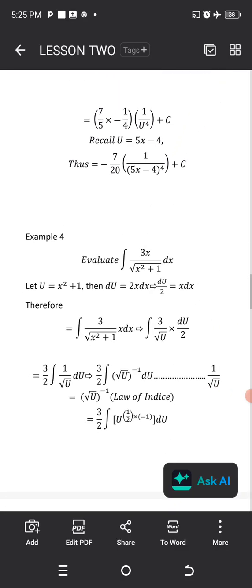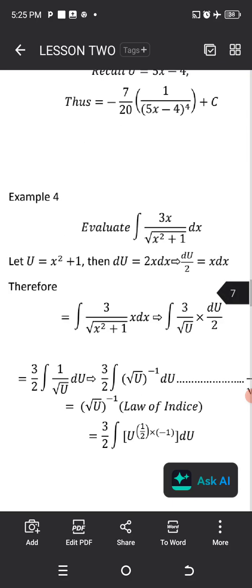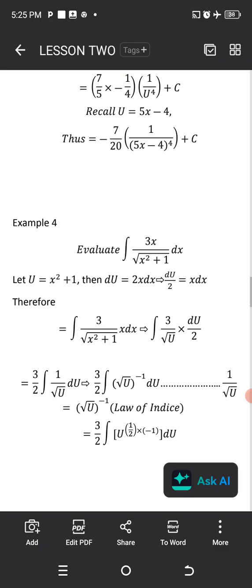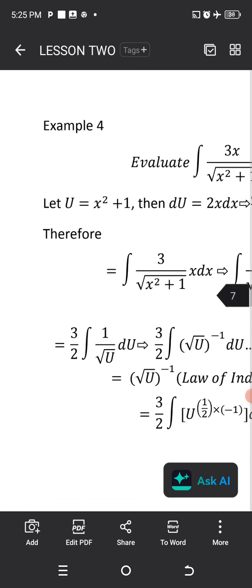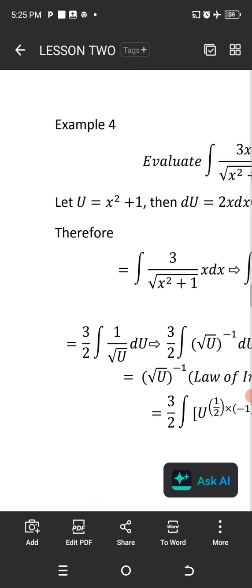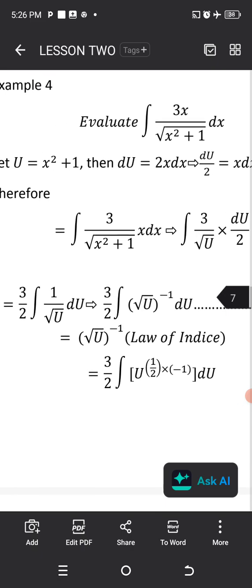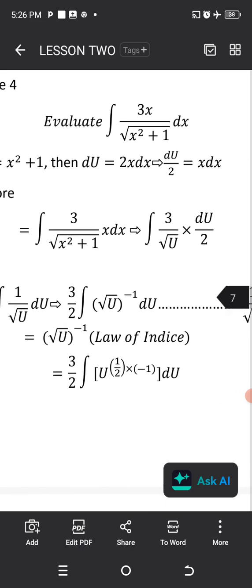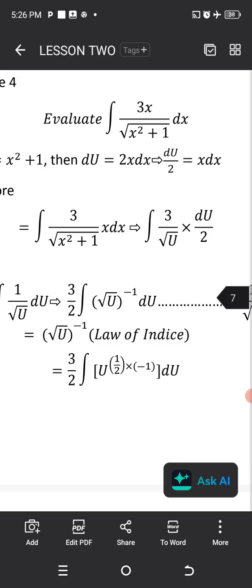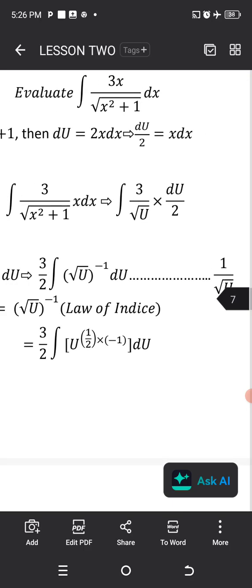So therefore the integral equals integral 3 all over the square root of x squared plus 1 times x dx, which implies 3 all over square root of u multiplied by du over 2. So you bring out the constant. That is why we are having equals 3 all over 2 integral 1 all over square root of u du. So you apply the basic integration. From your knowledge of indices, that implies 3 all over 2 integral u raised to power minus half du. Then you integrate.